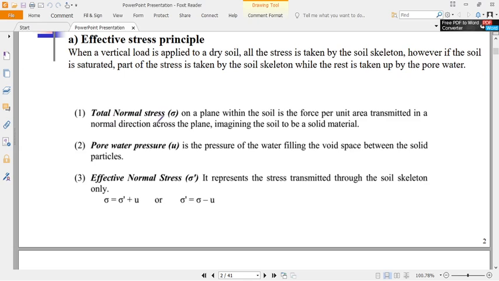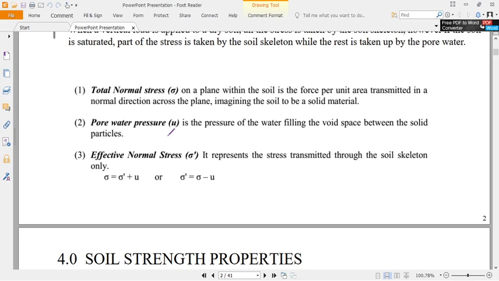We have what we call the normal stress. On a plane within a soil, it is a force per unit area transmitted in the normal direction across the plane. Imagine a soil is a solid. The stress which is imposed onto the soil when you apply a force is what we call the normal stress, the vertical, which is collinear with the application of that force. Then we have what we call the pore water pressure.